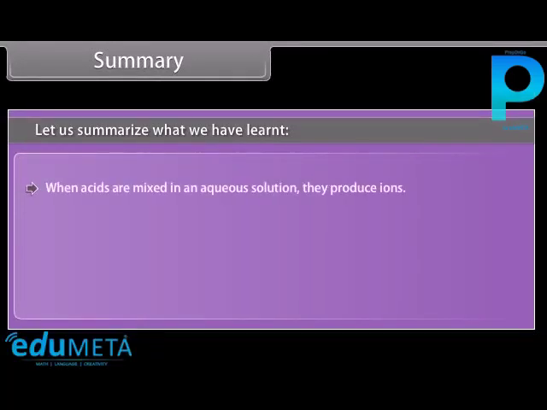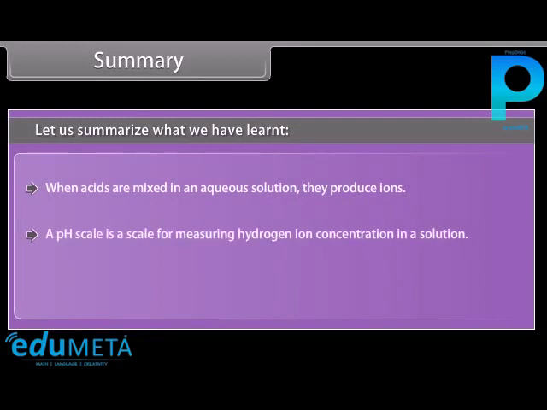When acids are mixed in an aqueous solution, they produce ions. A pH scale is a scale for measuring hydrogen ion concentration in a solution. Salts are formed from the reaction between acids and bases.